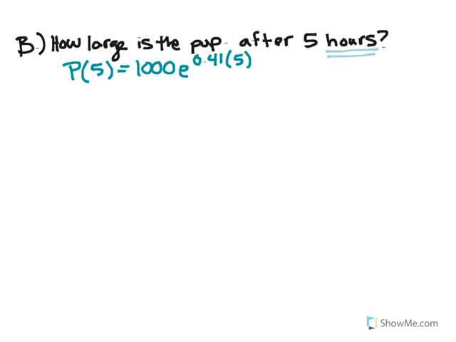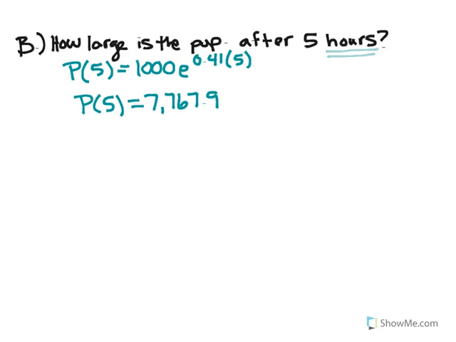Okay, so here's our function. P of 5 is equal to 1,000 e to the 0.41 of 5. So we just use our calculator to evaluate this. And we're going to have P of 5 equals 7,767.9. And I know I want you to use 3 decimal places. I'm getting these numbers out of our textbook. Please always use 3 decimal places.